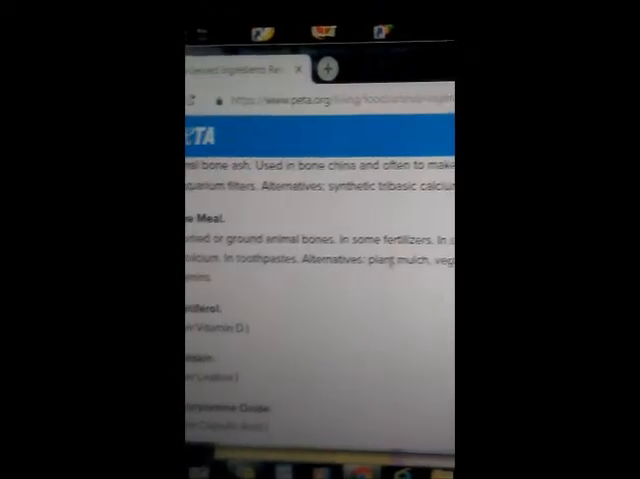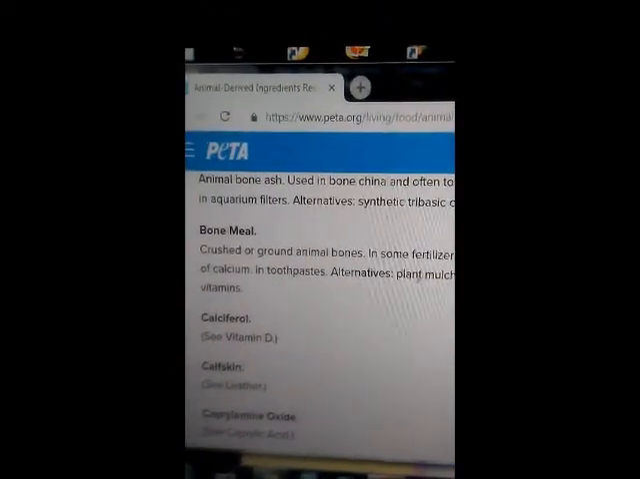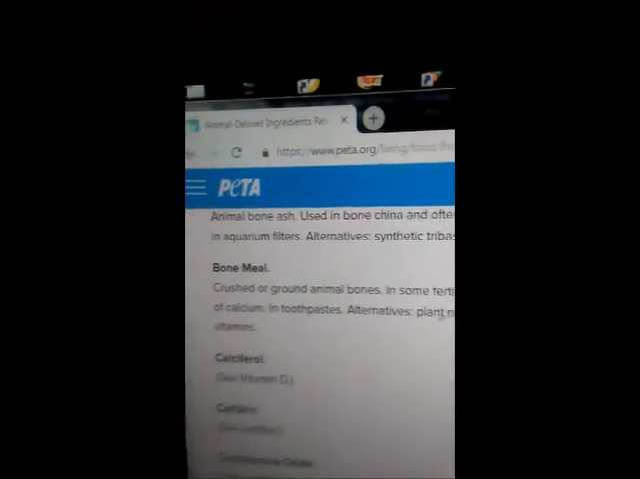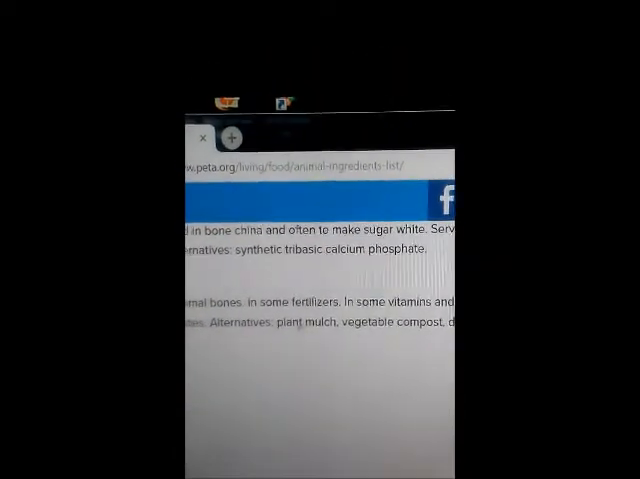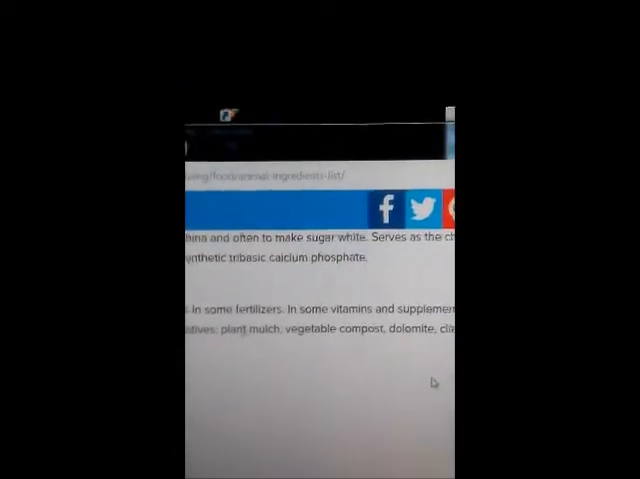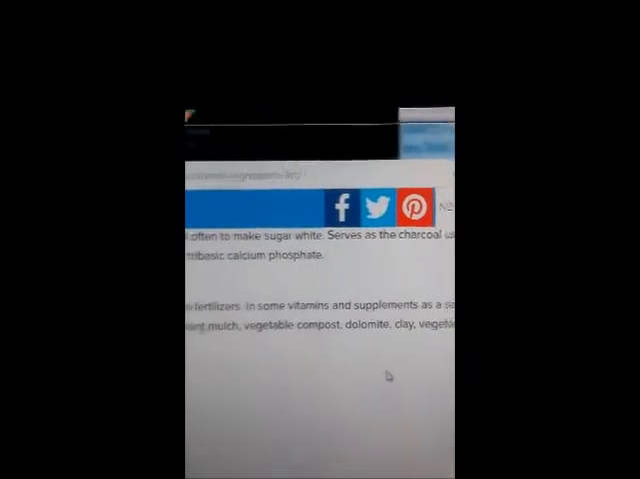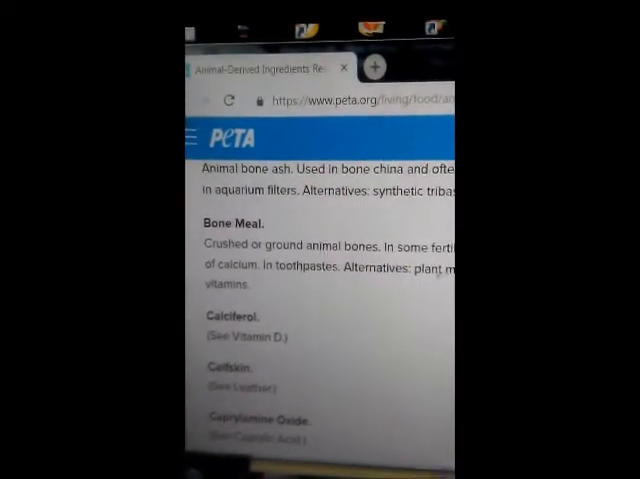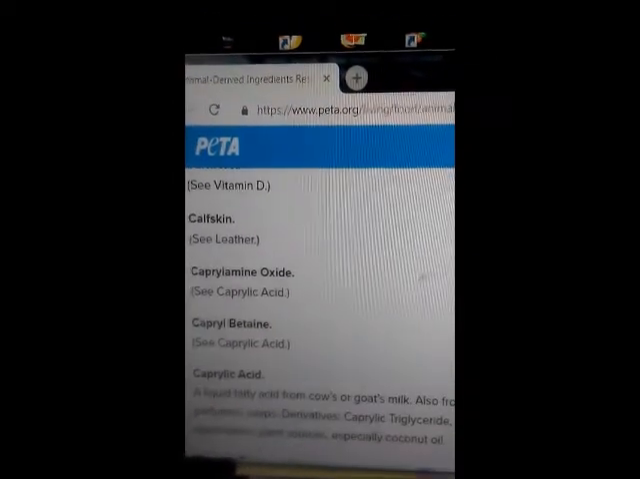There's bone meal, crushed or ground animal bones, in some fertilizers, in some vitamins and supplements as a source of calcium, and in toothpastes. Okay. Alternatives: plant mulch, vegetable compost, dolomite clay, vegetarian vitamins. Yeah. So anyway, I'm going to calf skin.